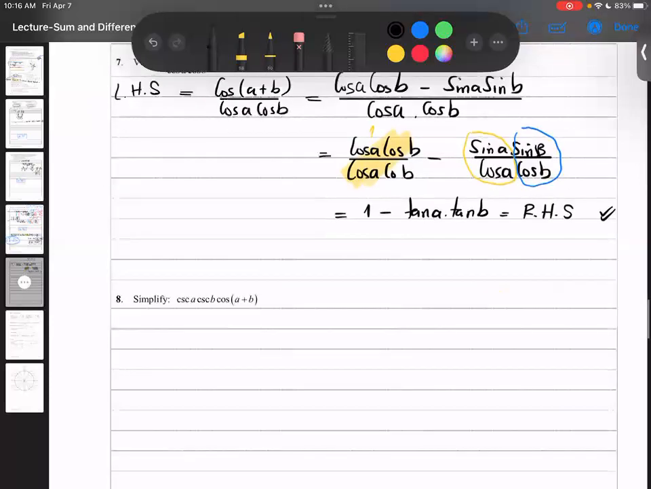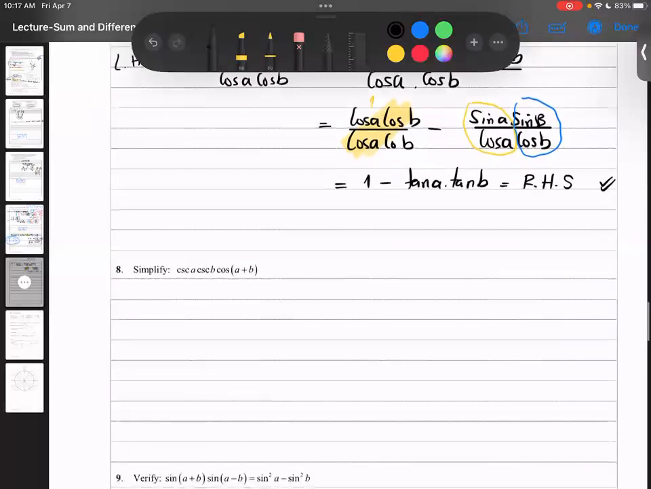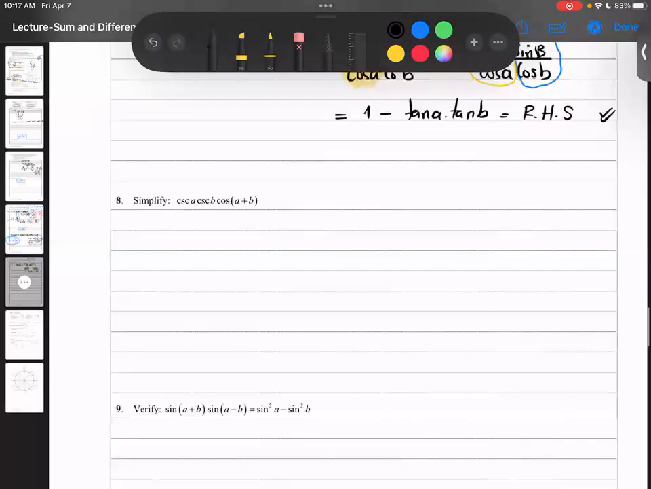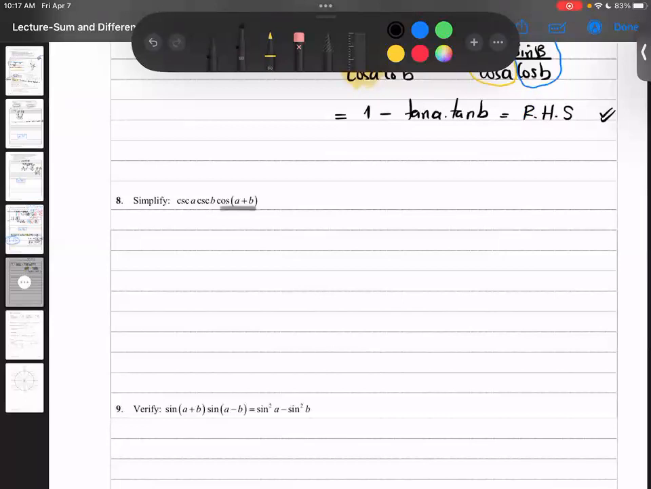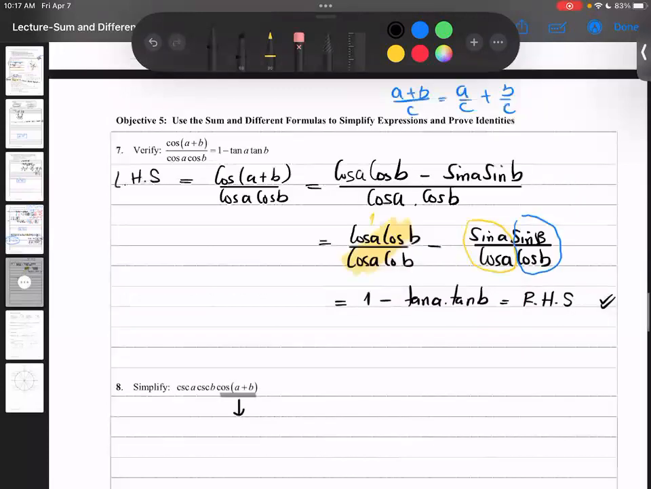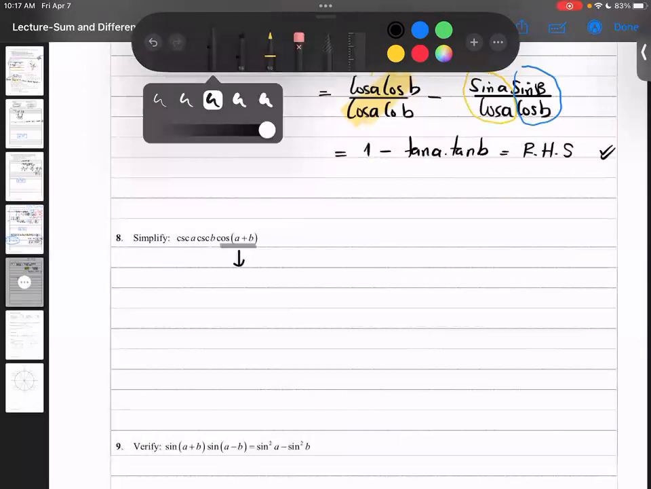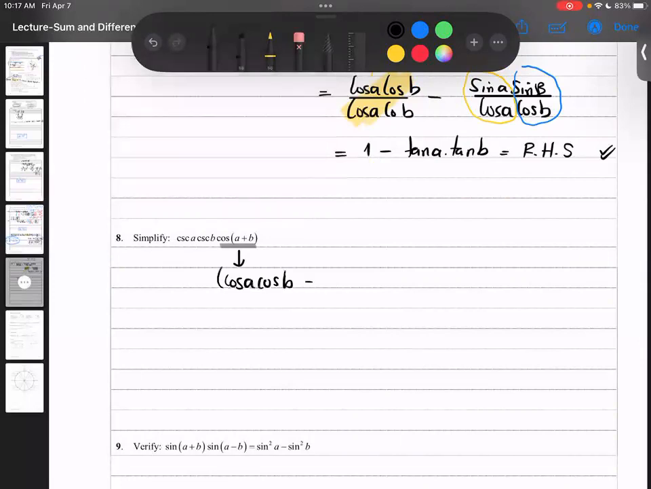All right, number 8. I want you to simplify. No longer verifying, I just want to simplify. Let's take care of this one first. Cosine of A plus B, let's change that into something. We did that at the top right there, right? It'll be cosine A cosine B minus sine A times sine B.